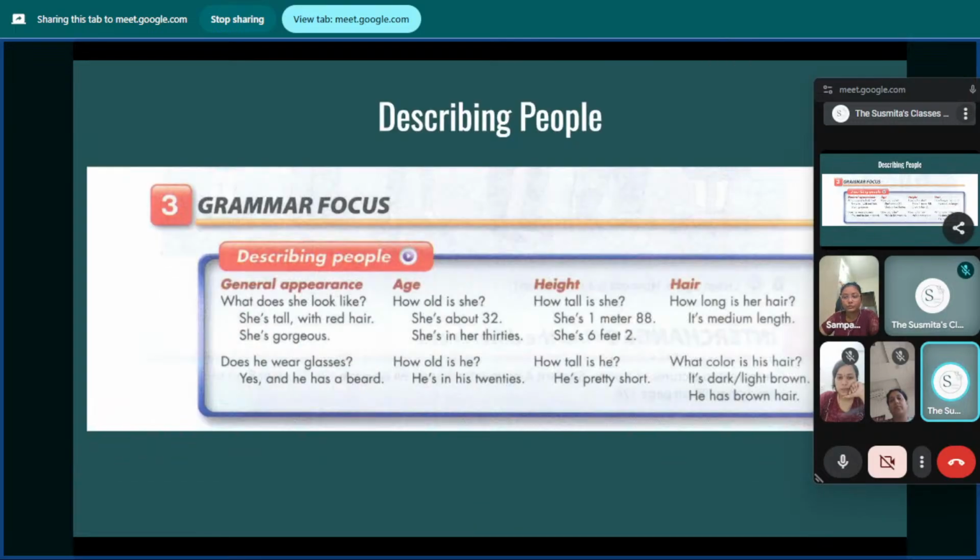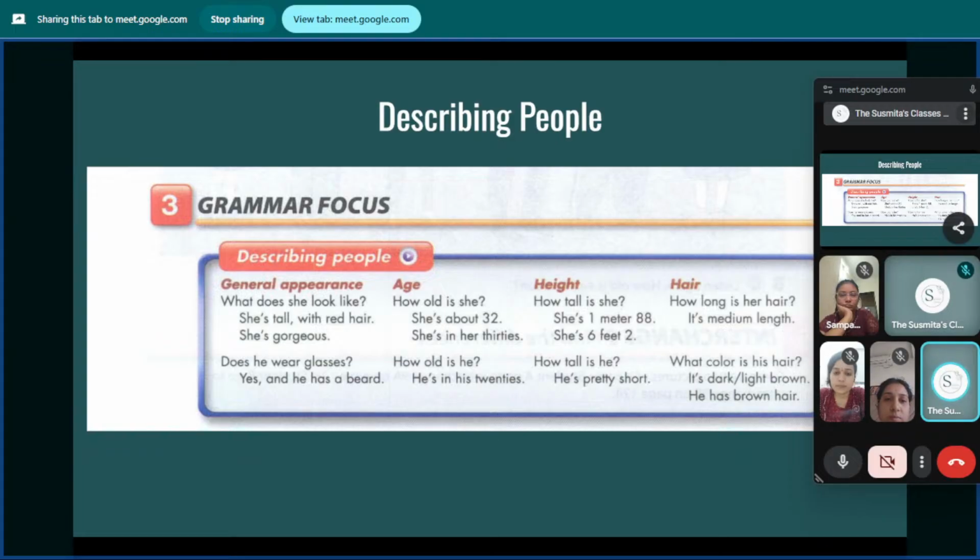Moving to the next part, here again, we have the same thing, how to describe people. Okay, now first we'll look at how to make questions. If you want to talk about general appearance, the question that we will ask is the name of the unit. What does she look like? म्हणजे ती कशी दिसते? If you want to ask if he or she wears glasses, then we will say, does he wear glasses or does she wear glasses? That is how we will ask the question.